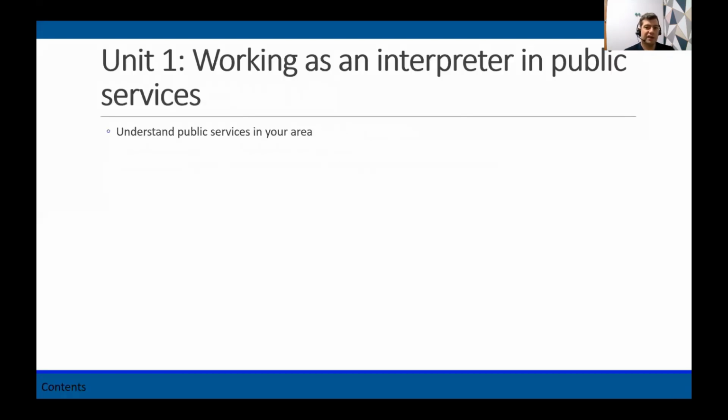Unit 1 is working as an interpreter in public services. So you'll need to understand public services in your area. And that includes, of course, public services in your area. So what are they? What's available? What's around there? We'll look at what services offer in your area. So those public services we've just spoken about, what kind of services do they provide to people who use them? Who are the services available to? So are there any restrictions, particularly for people who have got limited ability in English?